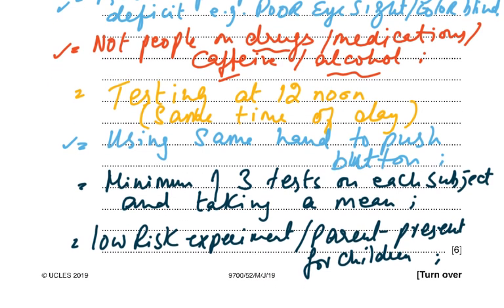So this is what we had to do, and this was a low risk experiment. Why? Because of the parent or guardian present for the children, or if there were people who were older, then a carer for the very, very old people who needed some sort of help or were in wheelchairs or something like that. So you needed a carer for that. So these were about 12 mark scheme points, and you had to only give me any 6 out of these to get your 6 out of 6.